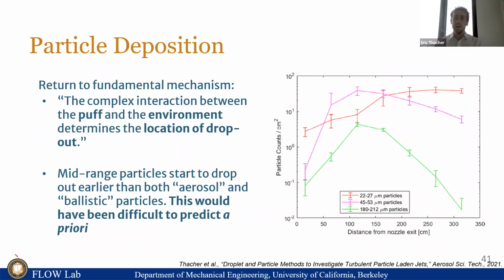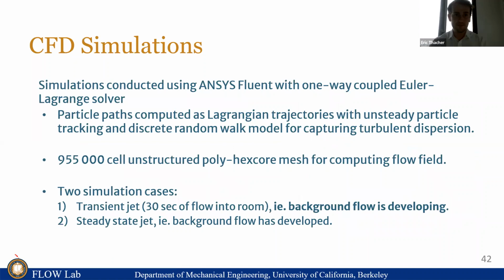But returning to this fundamental mechanism, we have a complex interaction between the puff and the environment that determines location of dropout, even despite the fact that evaporation has no effect here, right? We're ejecting solid particles. And you can see that mid-range particles start to drop out earlier than both aerosol and ballistic particles. This has been very difficult to predict a priori. Essentially, it goes to show that it's really difficult to predict where droplets go once they get ejected into a room, even a room that's very clean, very characterized, and they're solid particles, so there's no evaporation here.